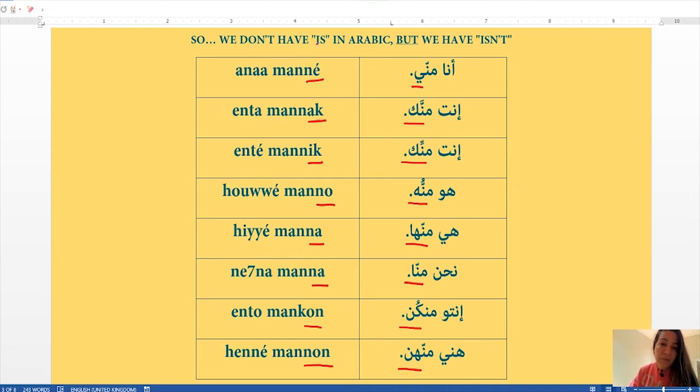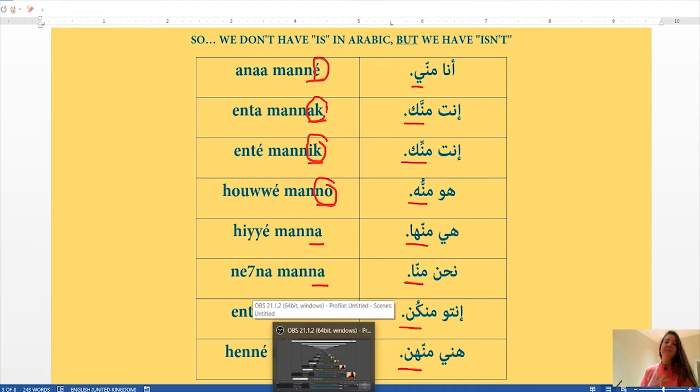So if you memorize these endings, you can also use them elsewhere. I will tell you where later on. So memorize these endings for now, okay? The ones that I underlined, basically.